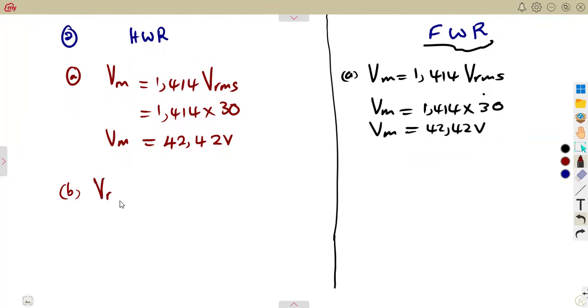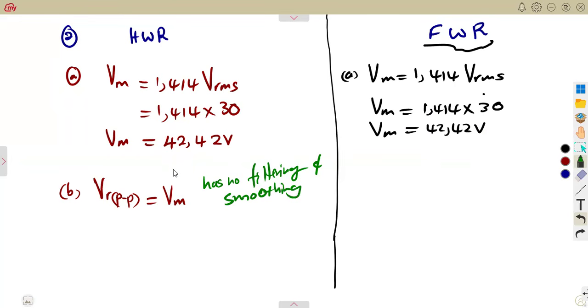So meaning to say the ripple peak-to-peak voltage will be equal to the maximum voltage when you are considering a circuit like what we are given there that has no filtering. No filtering and smoothing is considered there. So your ripple voltage, peak to peak, is going to be the maximum, which is the one that you calculated already here.